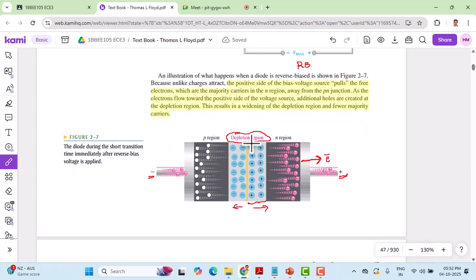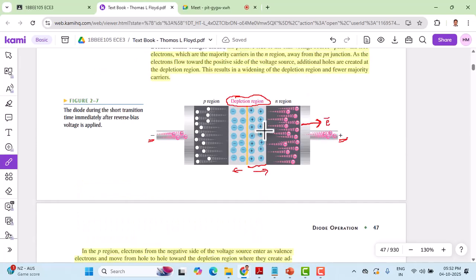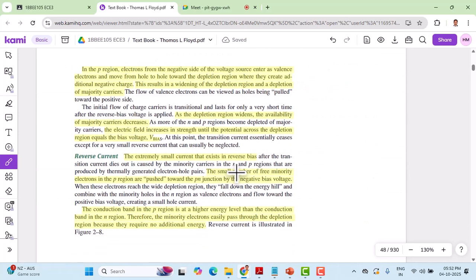Any additional holes will be supplied by the battery, and on the other side it supplies the electrons, so it attracts all the holes. That's the reason the depletion region expands in reverse bias. This is a diagram that shows a short transition time immediately after the reverse voltage is applied, and a couple of reasons have been given here. What happens in the P region and in the N region has all been explained.